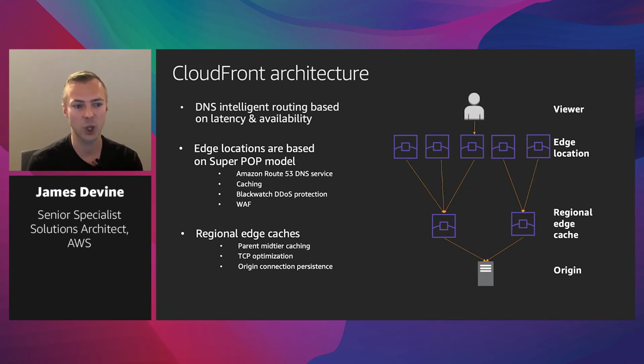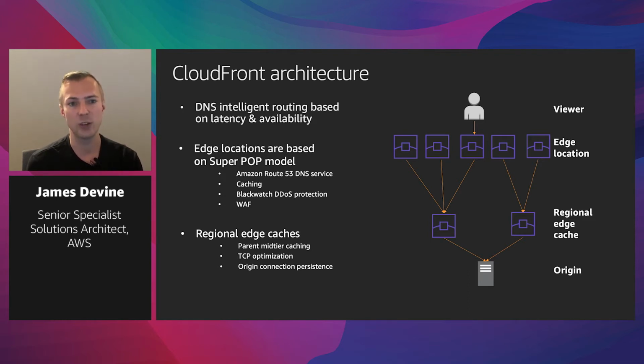If we look at the CloudFront architecture, the key piece is the DNS intelligent routing based on latency and availability. Using this, we're able to determine the best location to have a user's traffic enter our network, and we do that through the common DNS, the domain name system. We're able to do that resolution. From there, we respond with the best region for the user to connect into. So they'll connect into edge locations, and those edge locations will then connect into the regional edge cache and then into the origin. On that edge location, we're actually running a few different services.